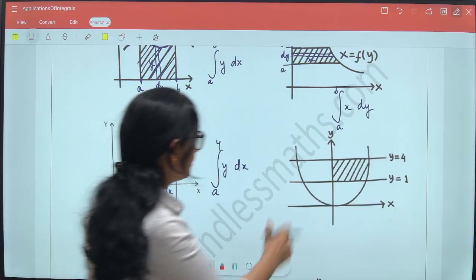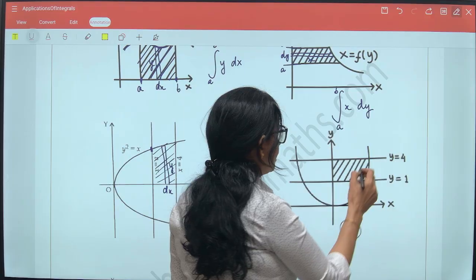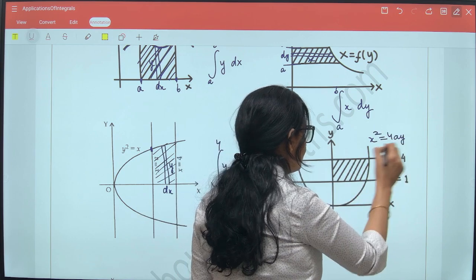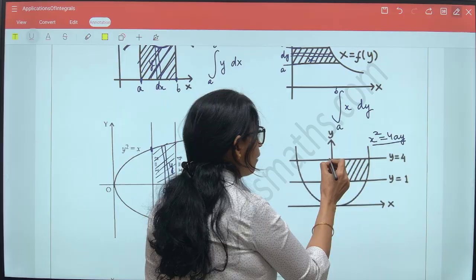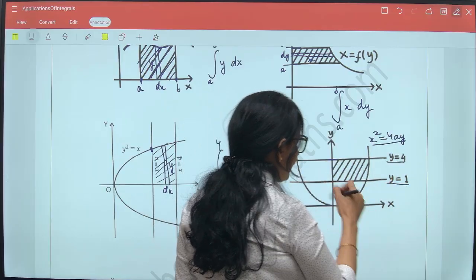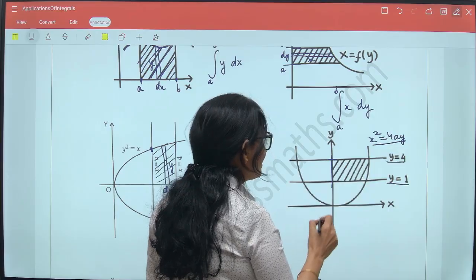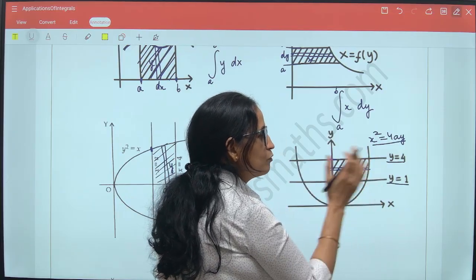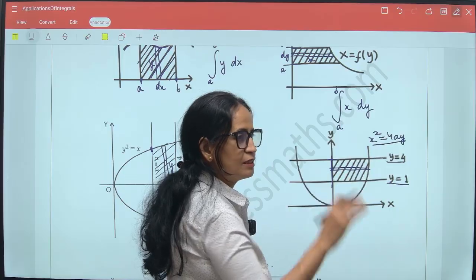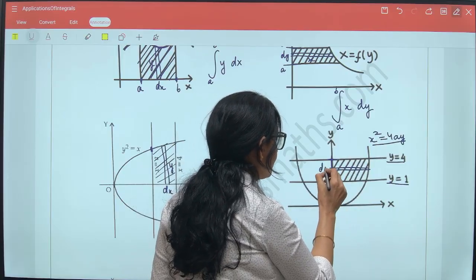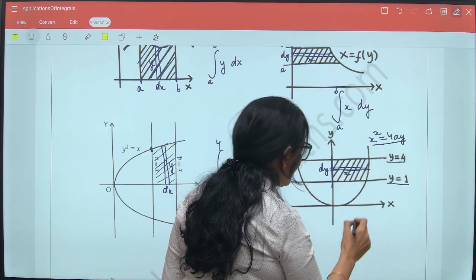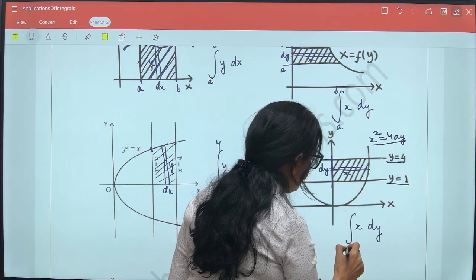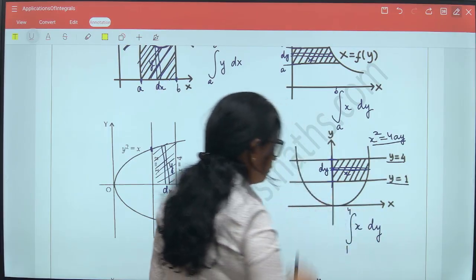Understood? Next one. Here I have the curve like this. What is the equation of this parabola? It is x square is equal to 4ay, the generic equation of the parabola opening upwards. Now this is bounded by y is equal to 4, y is equal to 1 and the y axis. So what do I need to integrate? Draw this marginal area and try to understand what you need to integrate, because if you make a mistake here then the entire question will go wrong. Here it is dy and this value is x. So I need to integrate x dy bounded by y equals 1 and y equals 4.